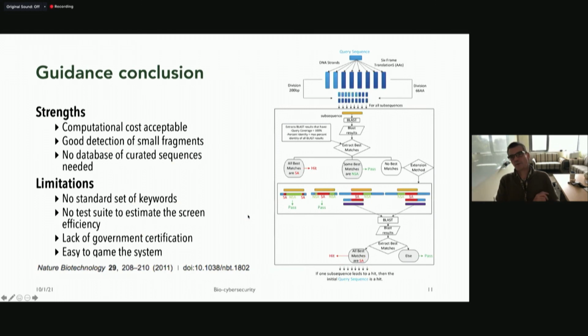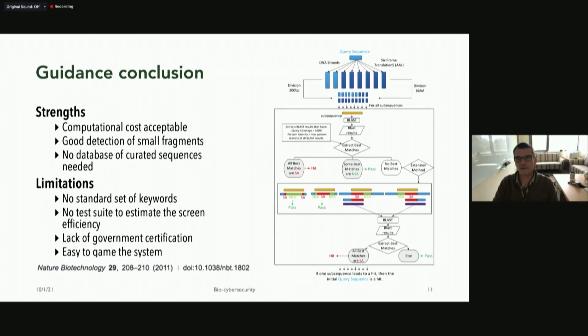So during the summer of 2010, I put together a team of students to do what I think was the first implementation of this guidance, actually, and to evaluate its performance, because it was not totally obvious to me what kind of results we would have when we implemented that screen just from the text that was in the Federal Register. So the good news is that on one hand, it worked, it's able to detect small fragments, the computational cost was acceptable, and it was relatively easy to implement, it didn't require an extensive curation effort of sequences.